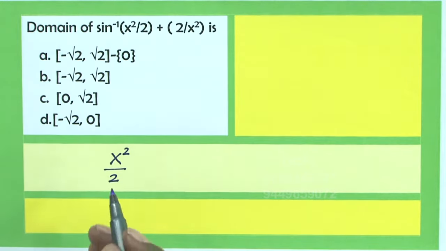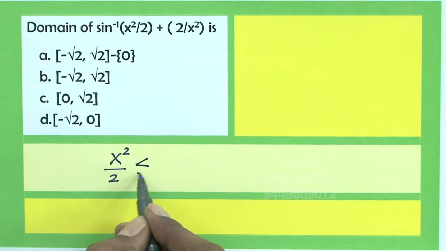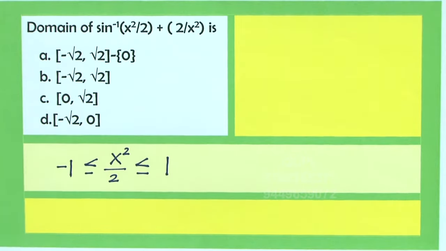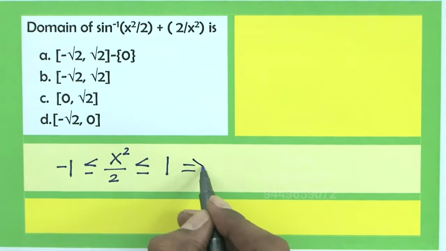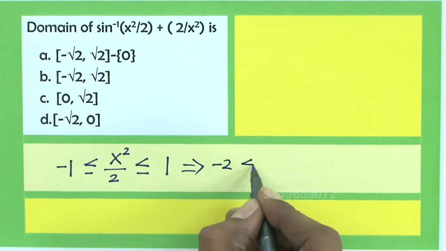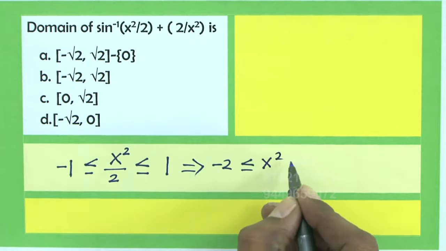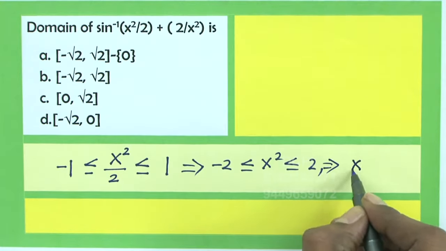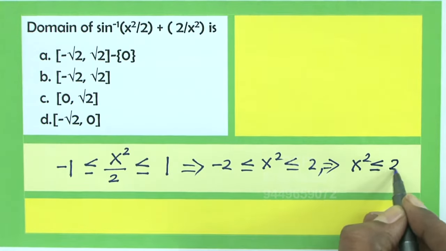Sine inverse of x square by 2 exists if and only if x square by 2 is less than or equal to 1 and greater than or equal to minus 1. This clearly implies, multiplying by 2 on both sides, minus 2 is less than or equal to x square, which is less than or equal to plus 2. As always x square is positive, so x square belongs to 0 to 2. So instead of writing minus 2, I can write 0 to 2.